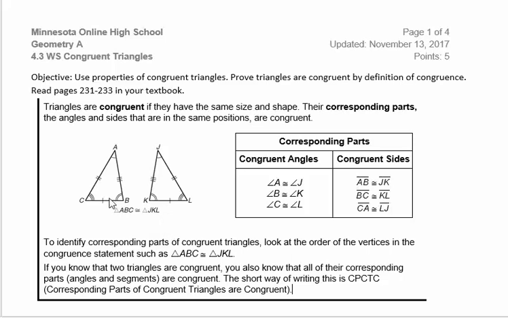So you have to be very careful that you are looking at the congruence statement and not just saying, oh, I think this one's congruent to this one because they're both on the left. That's not the way you do it. You have to look at these letters.